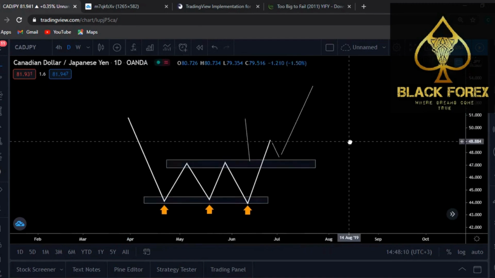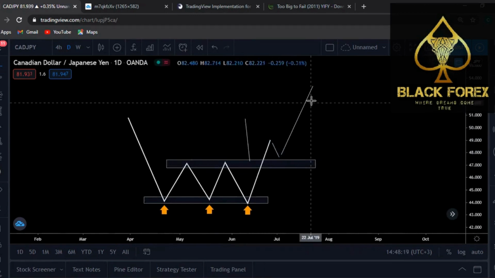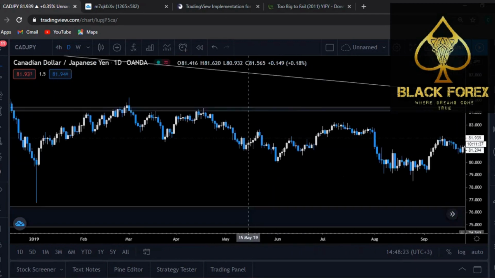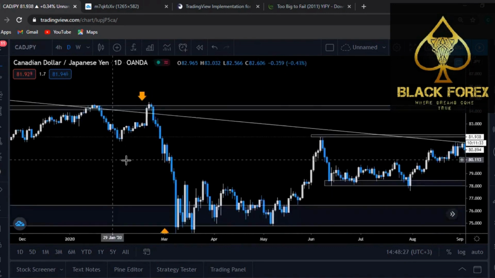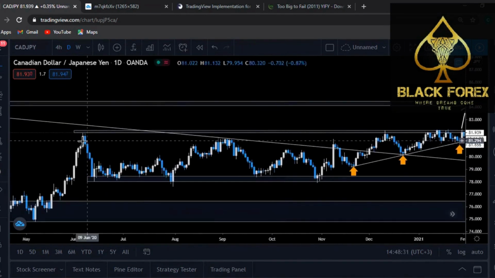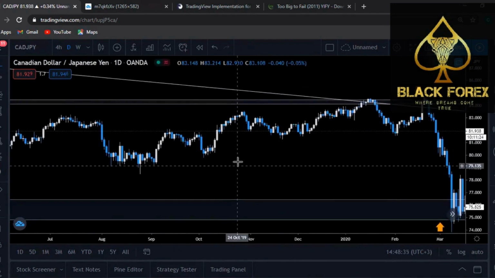So let's actually just dive right into the markets and see how we can actually apply this and see how we can actually incorporate this into our trade. We're on CAD JPY. Let's see if we can actually look for a potential market structure. So far nothing.